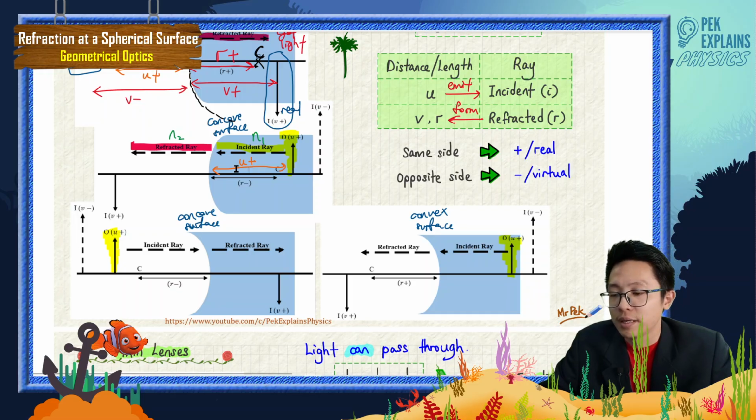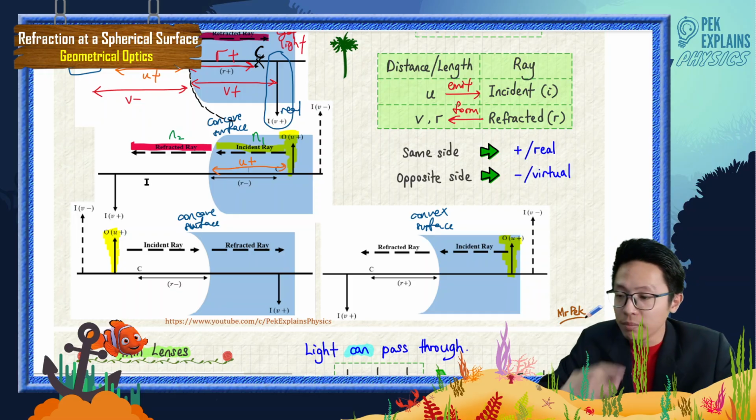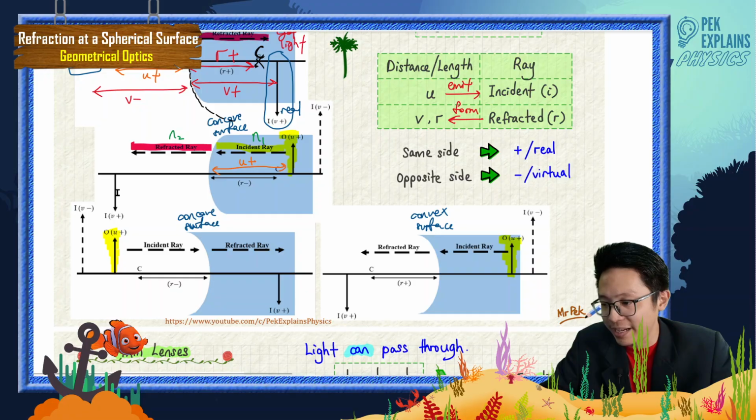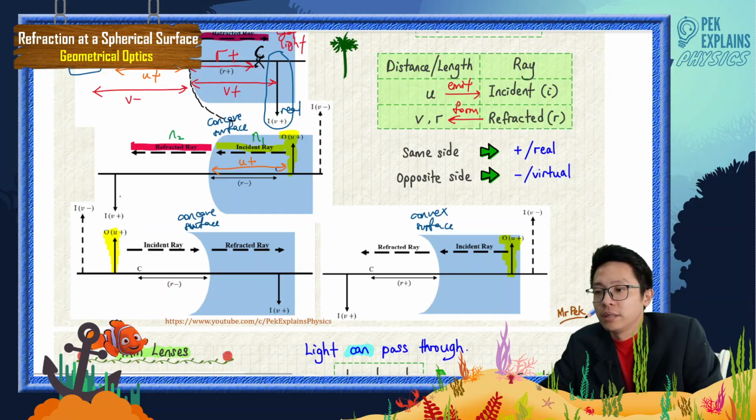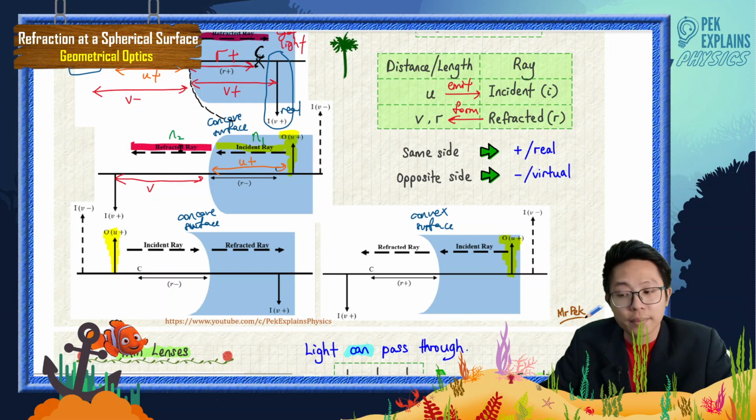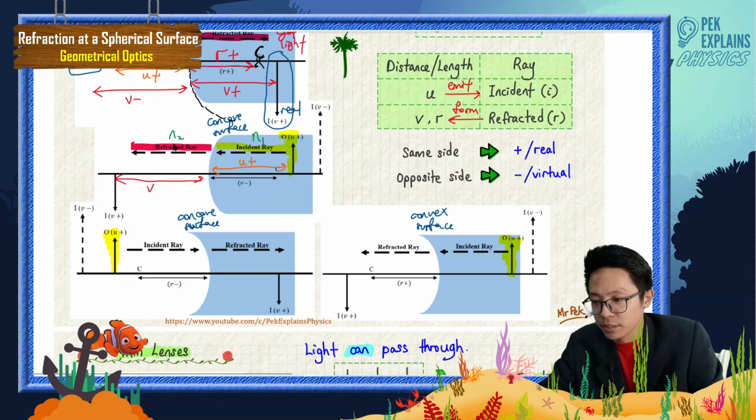Now for the image, if the image is formed at this side, the image distance is over here. So this v is on the same side as the refracted ray. V compared with refracted ray is the same side, so v is positive. This is a real image.